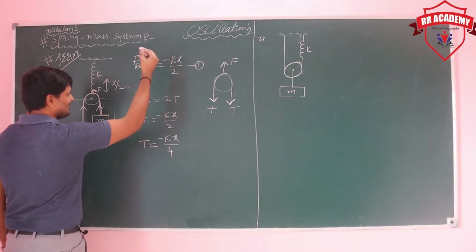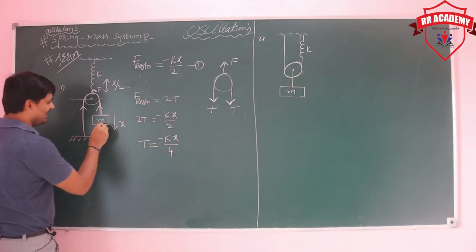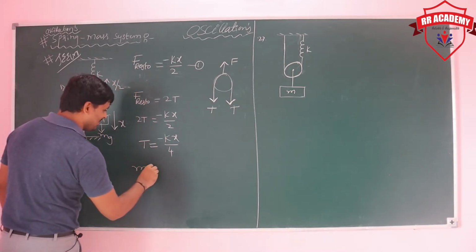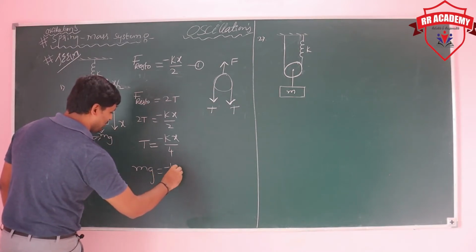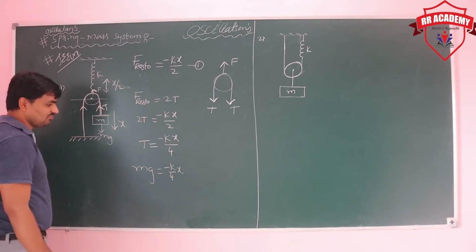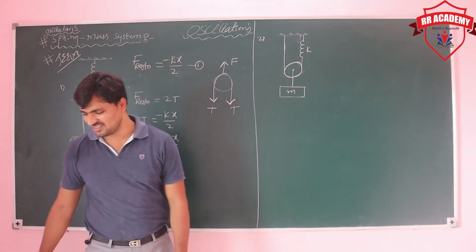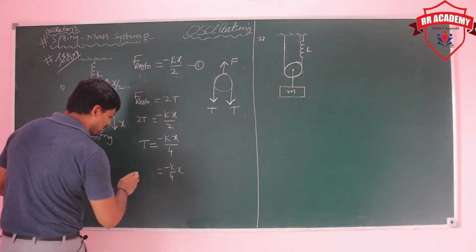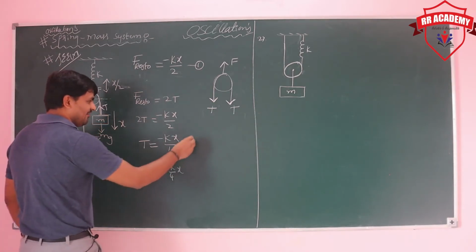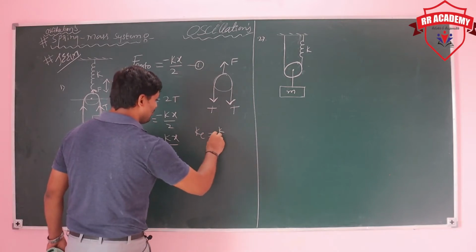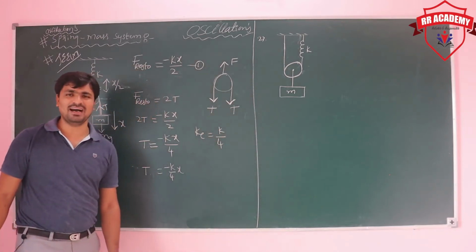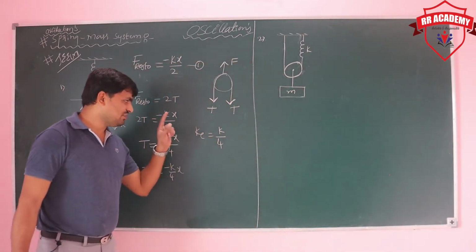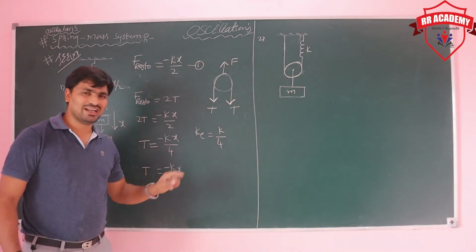Actually everywhere minus is there. Here mg, here T. So that is mg is equal to minus k by 4 into x. So then what is the value of k effective? The k effective will be k by 4, because you have to compare from the acceleration equation.